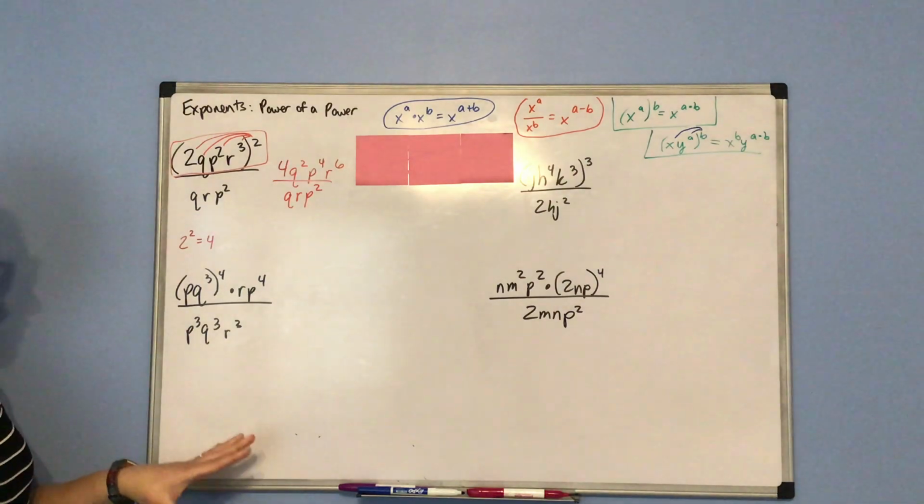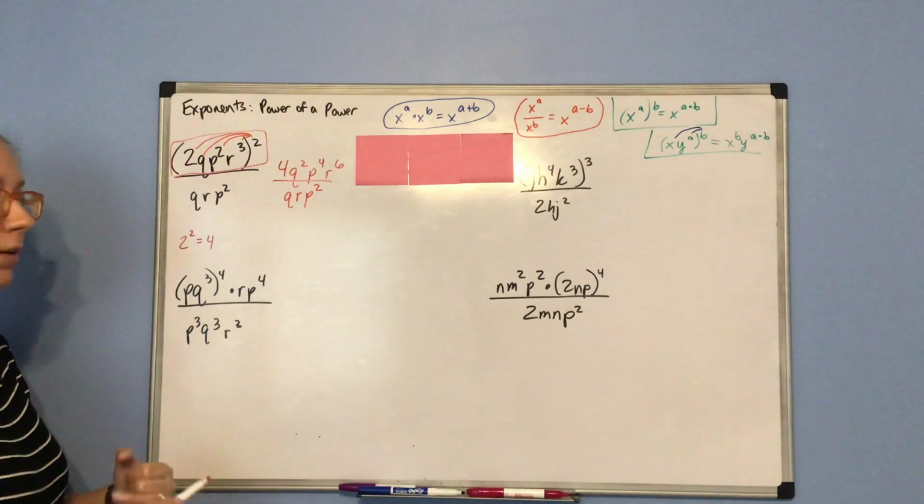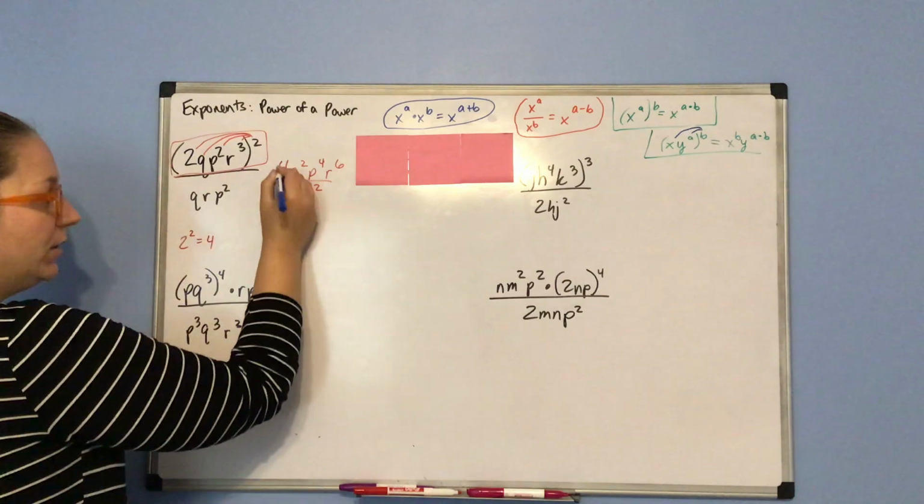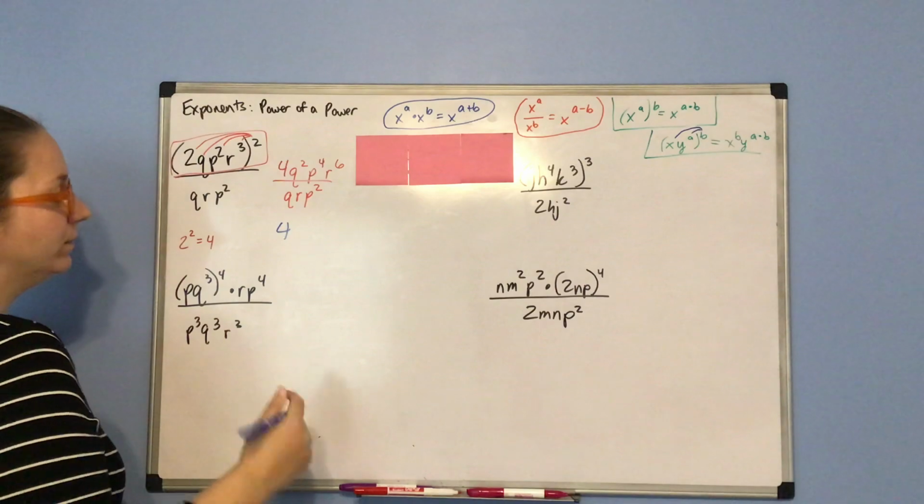Does that look like a final answer? It does not. Remember, final answers, we only want one coefficient and one of each of our variables. So, final answer coefficient, I have just 4. So I'm going to have just 4 in my final answer.